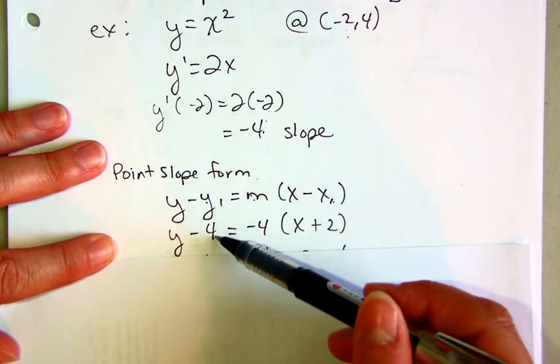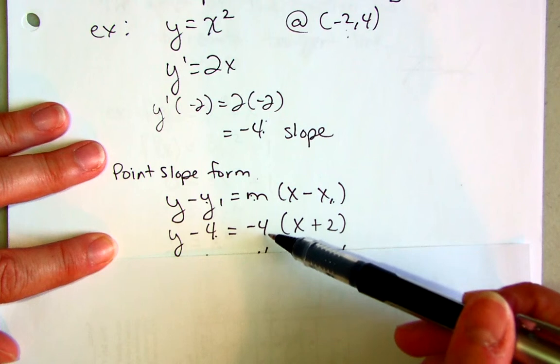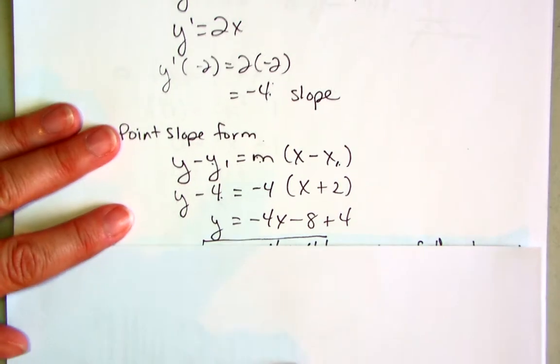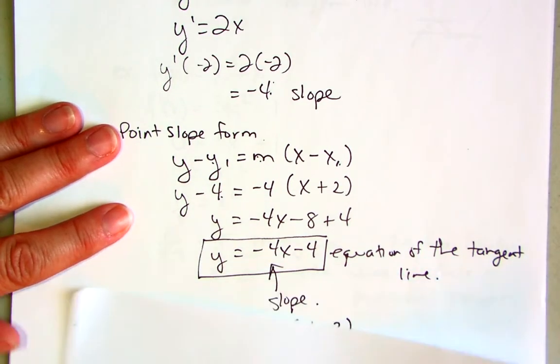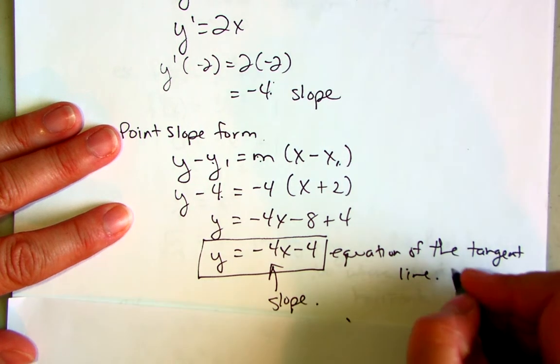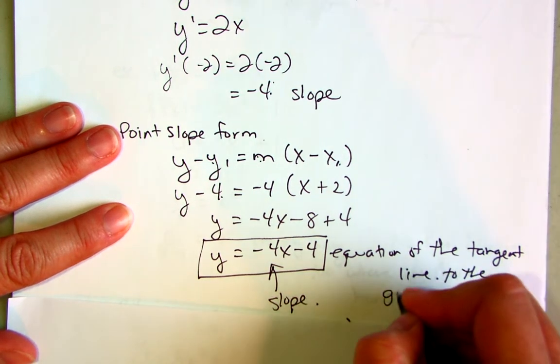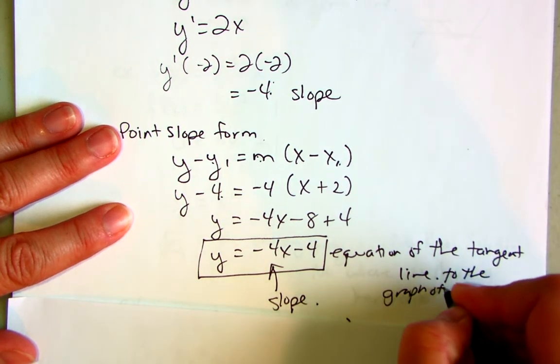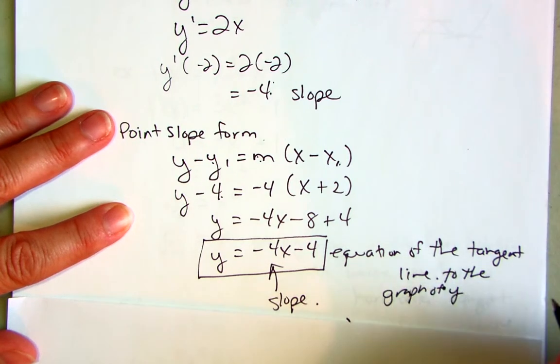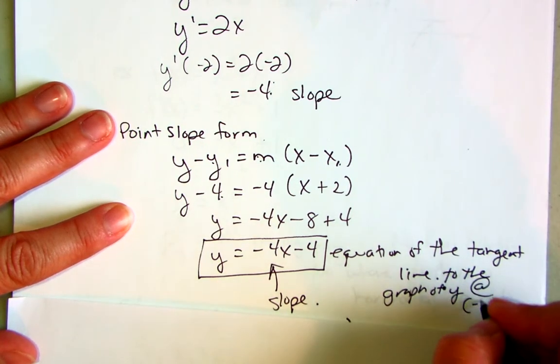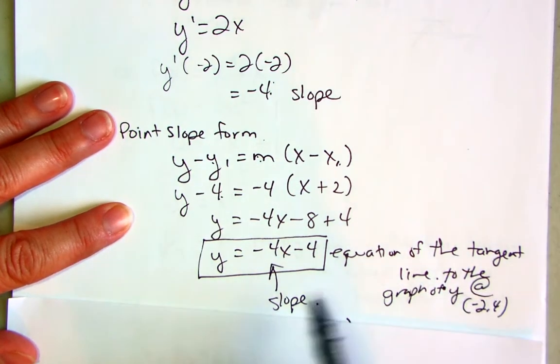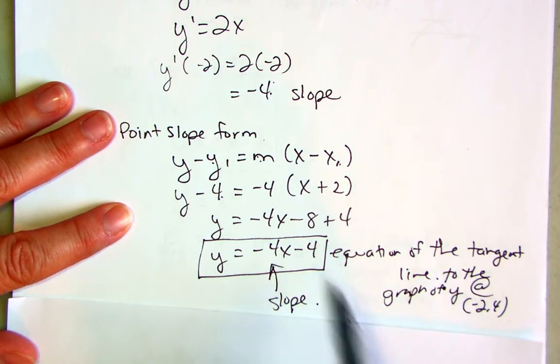The 4, the negative 2, the slope. There is the equation of the tangent line to the graph of y at negative 2, 4. That's the whole equation of the tangent line to the graph of y at negative 2, 4.